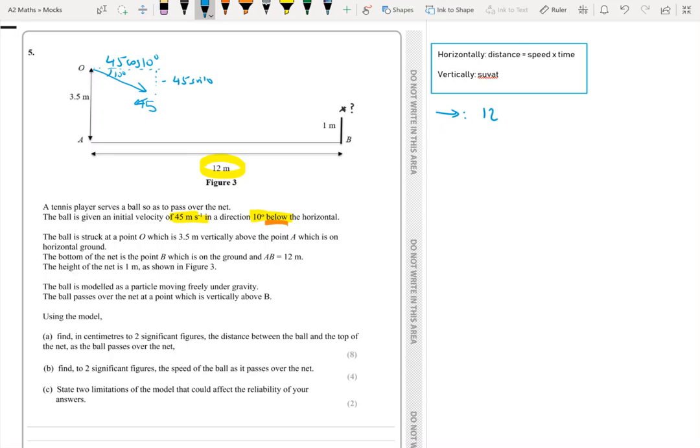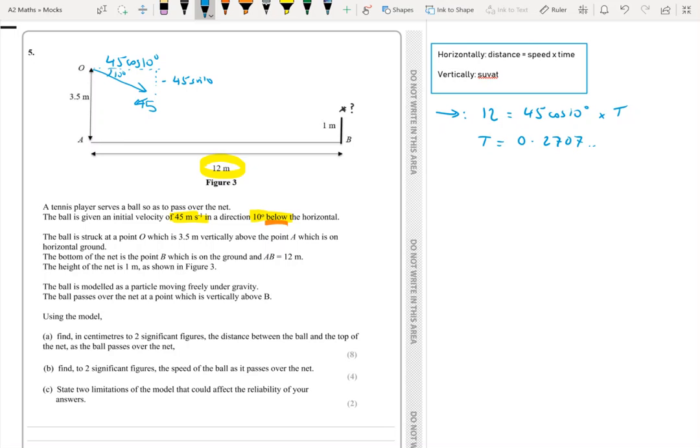Distance is 12, speed is 45 times cosine 10 degrees multiplied by the time, which I don't know. I can rearrange that to get t equals 0.2707 and a few more decimal places. Remember to keep quite a few significant figures there, because we're going to use it in our next step. Because we're trying to find more or less the height of the ball at that point, or how high it is above the net. So now we need to think vertically.